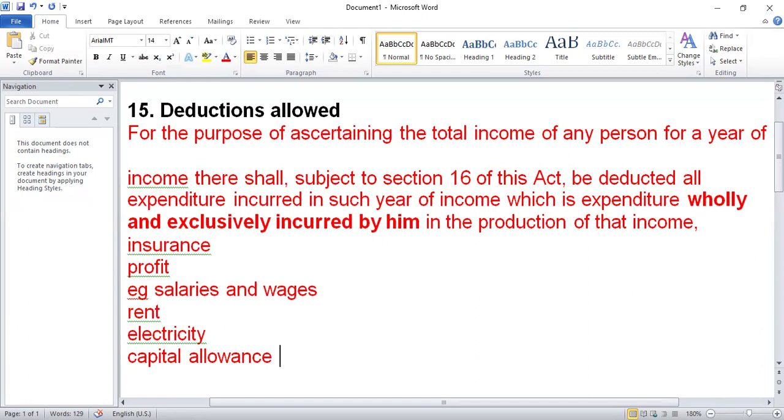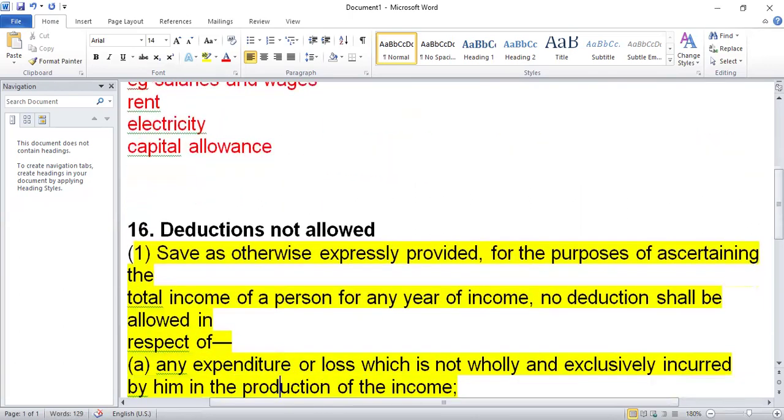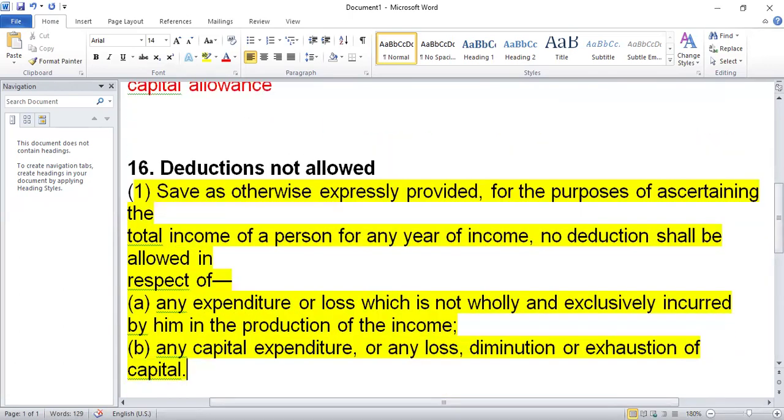Apart from these capital allowances and the other expenses that are wholly and exclusively incurred by him in the production of that income, we have Section 16, which says the deductions not allowed. This says that, unless otherwise expressly provided, for the purpose of ascertaining the total income of a person for any year of income, no deduction shall be made in respect of any expenditure or loss which is not wholly and exclusively incurred by him in the production of that income.